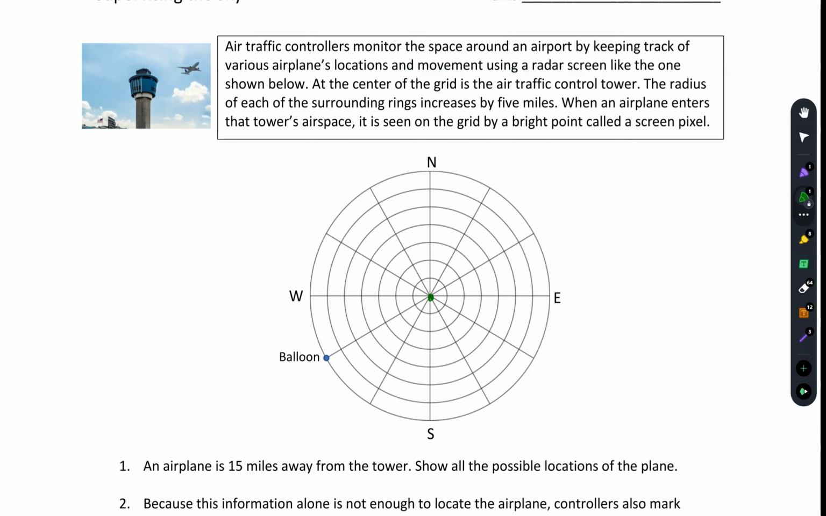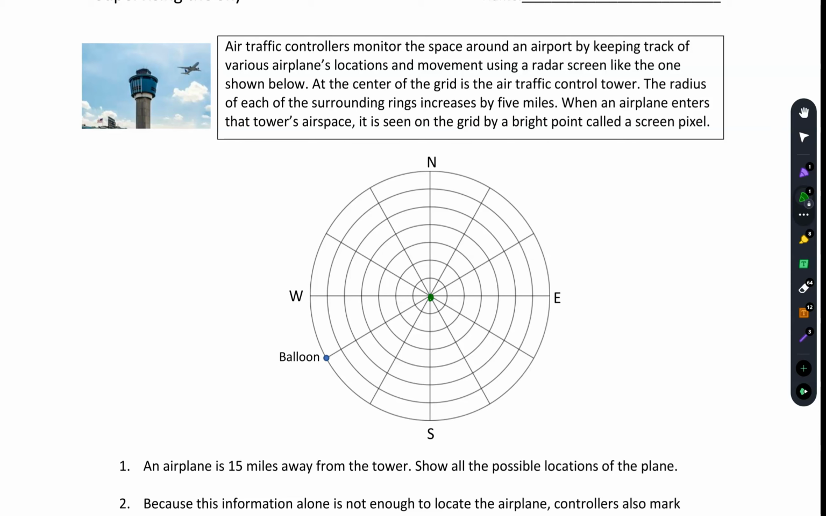The radius of each of the surrounding rings increases by 5 miles. When an airplane enters the tower's airspace, it is seen on the grid by a bright point called a screen pixel. So take a second and try to answer these questions for me. Okay, so it says an airplane is 15 miles away from the tower. Show all the possible locations of the plane.